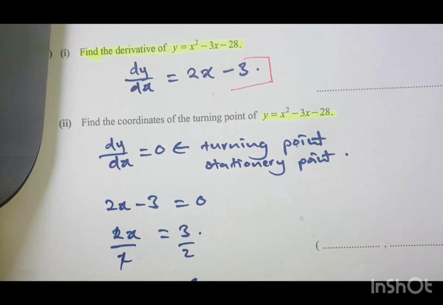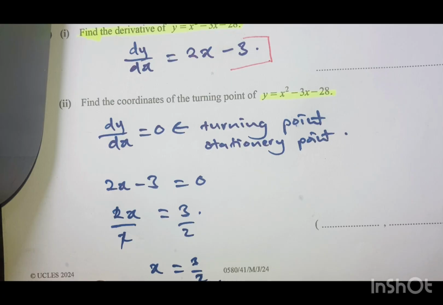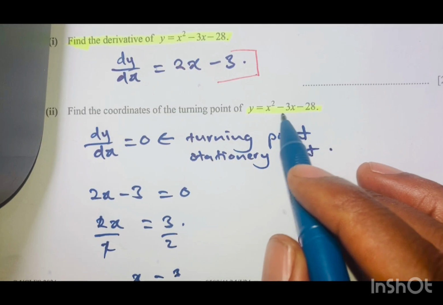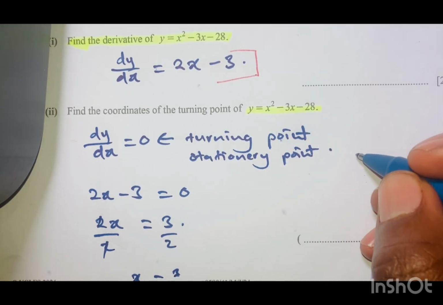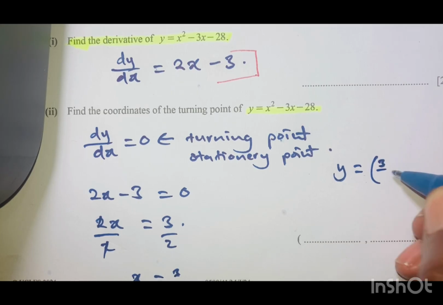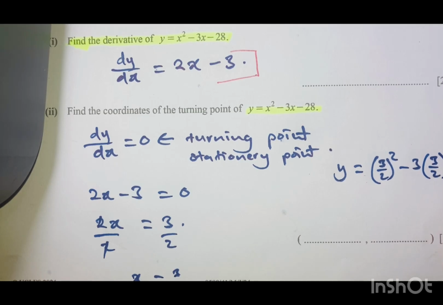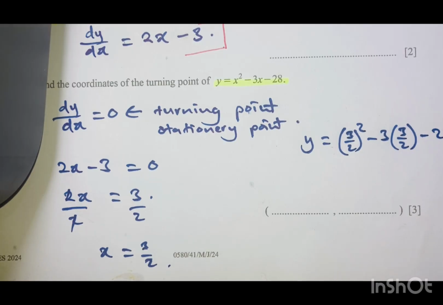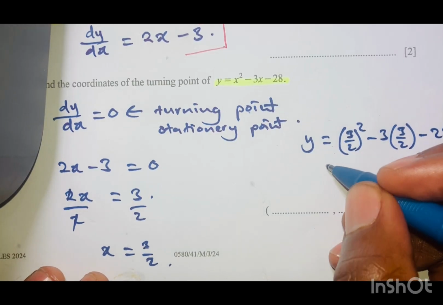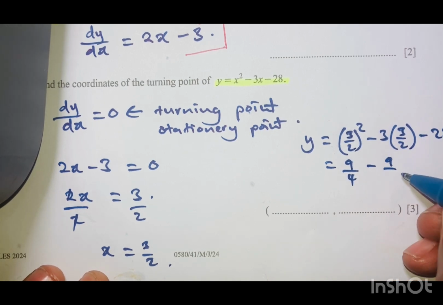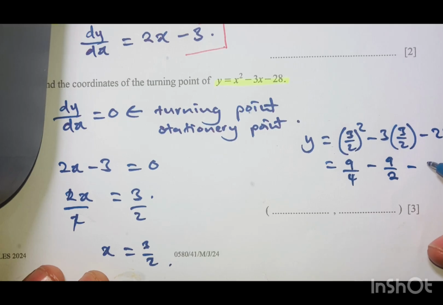So for the y coordinate, we substitute the value of x into the equation. So we are going to say y equals 3 over 2 squared minus 3 times 3 over 2 minus 28. Maybe I'll use a calculator for that, but here it will be 9 over 4 minus 9 over 2 minus 28.